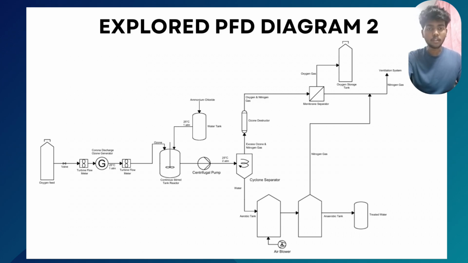And this is our second explored PFD diagram. This was rejected because we did not include any catalyst addition in this PFD diagram. This PFD diagram shares some similarities with the first one, and both of these PFD diagrams did not include the addition of catalyst. So without the catalyst, the conversion rate of ammonia would be much lower than we expected, and the productivity of nitrogen gas would also be less than we expected. Hence, this PFD diagram was rejected and wasn't finalized.